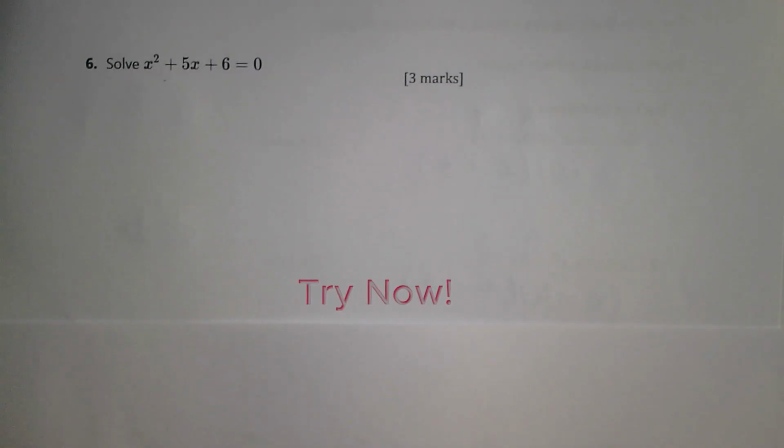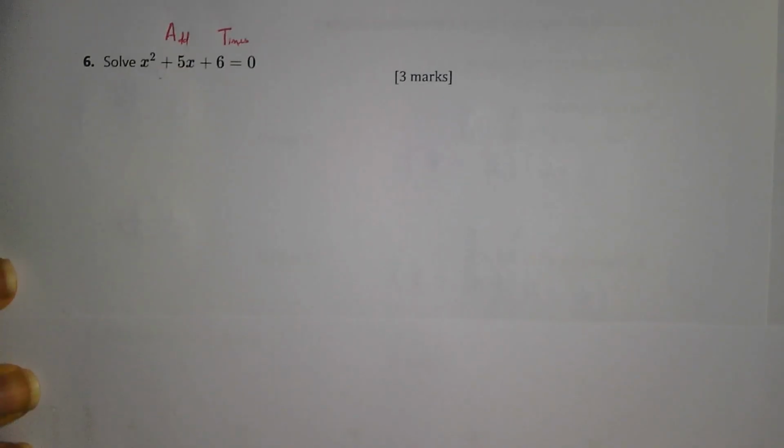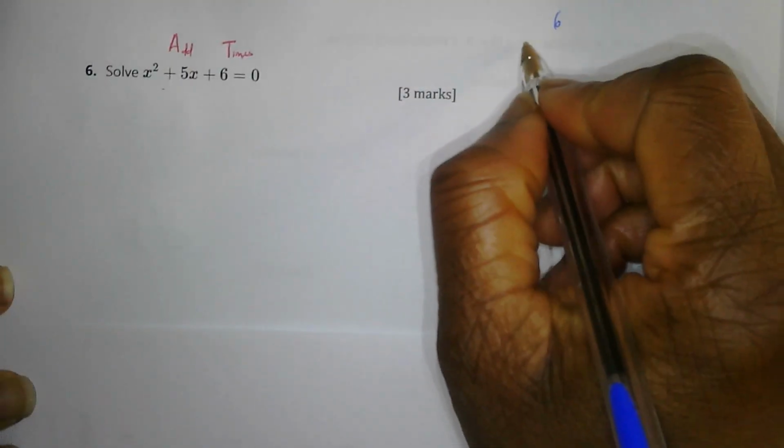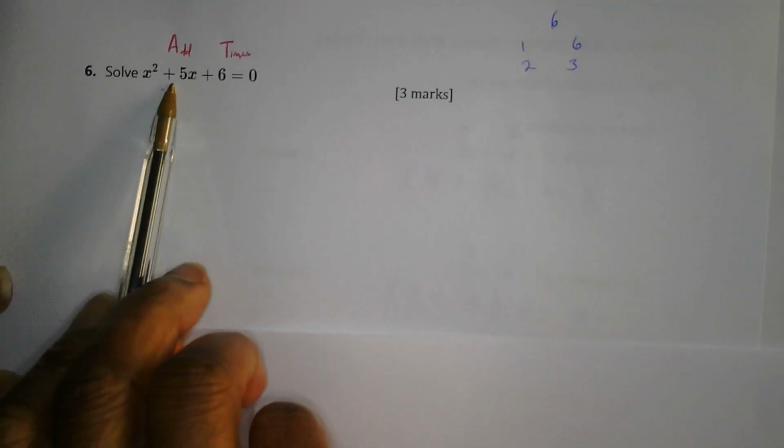Question 6. Solve x squared plus 5x plus 6 equals 0. In this case, because it requires us to solve for x, that means we need to find the value of x. Think about two numbers that when we multiply together, we get positive 6, and when we add, we get positive 5. 1 times 6 is 6, 2 times 3 is 6. How would I get 5?